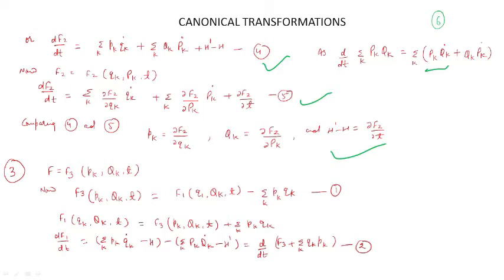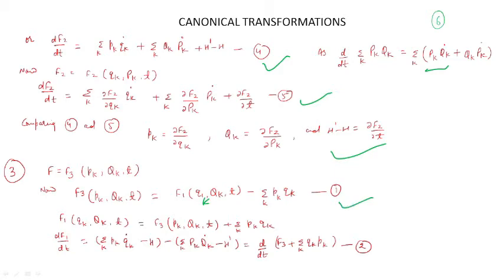Now if the third function F is equal to F3, a function of pk, capital Qk and t, then F3 of pk, Qk and t can be written as F1 of qk, capital Qk and t. Here we will subtract the term sigma k pk qk. Here you see that the term which is common here is capital Qk and t, so we will not write these terms. So here we will subtract small qk and small pk. Let us say it is equation number 1.